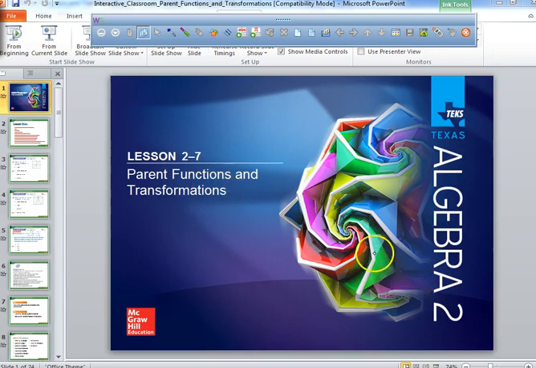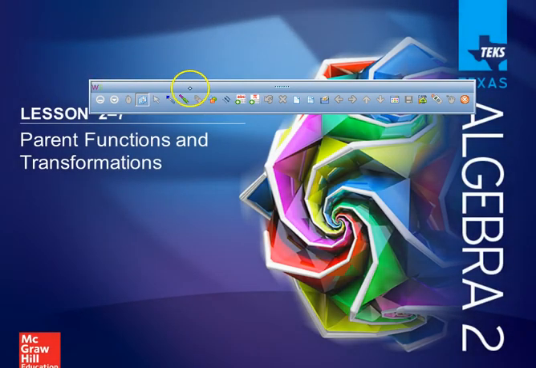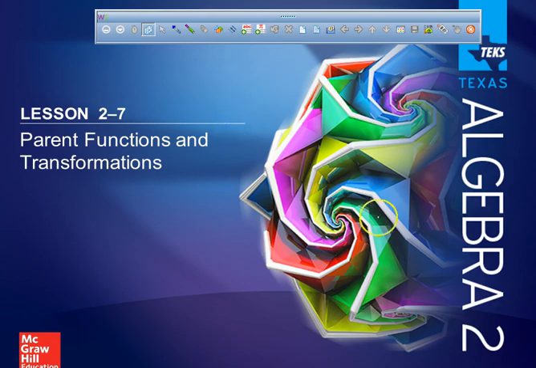Today we're going to be talking about parent functions and their transformations. So we're going to go over this PowerPoint right here. We're going to go from the beginning. All right.